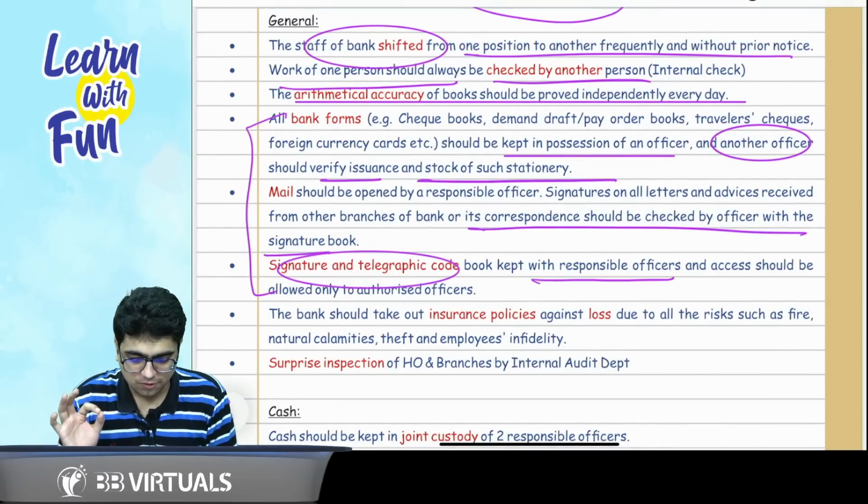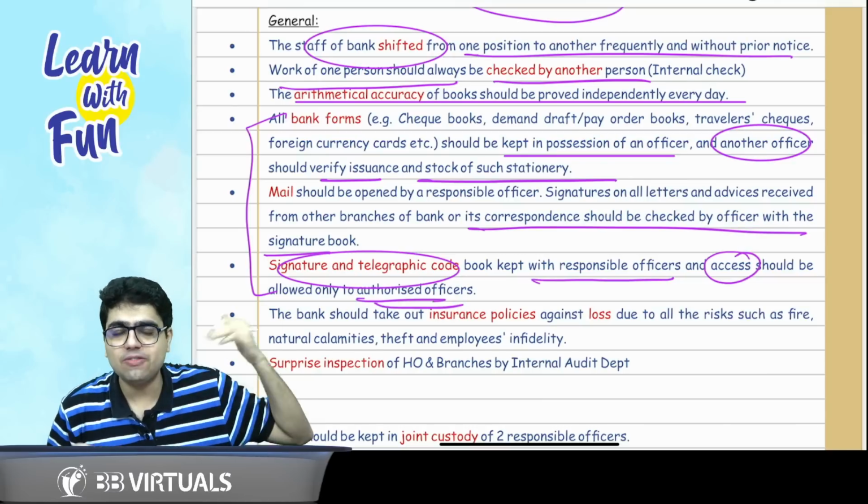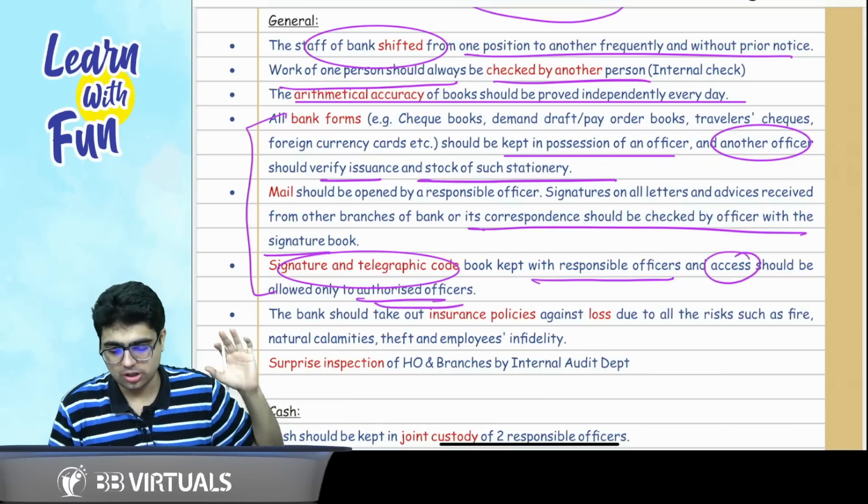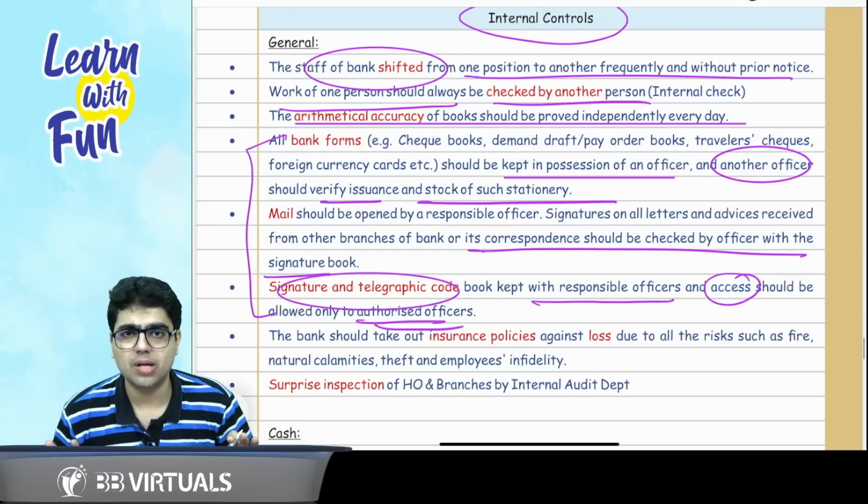Only the responsible officers. They should be with the responsible officer, and access should only be allowed to the authorized officer. This is all that you need to remember about the general controls.